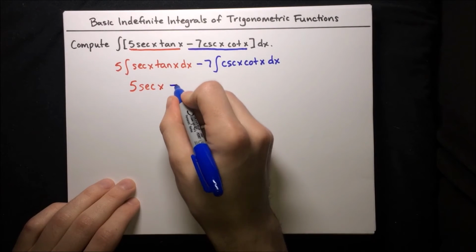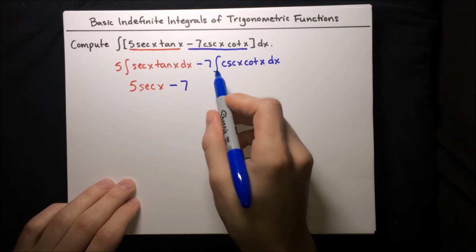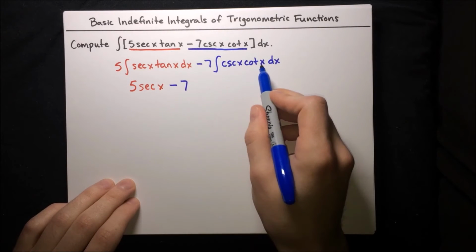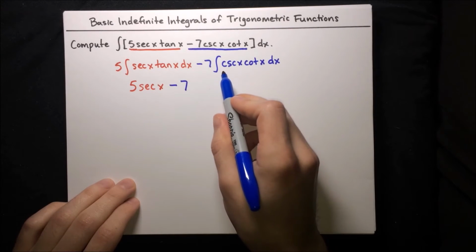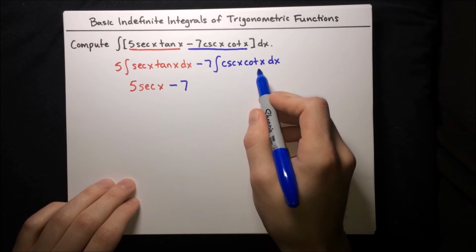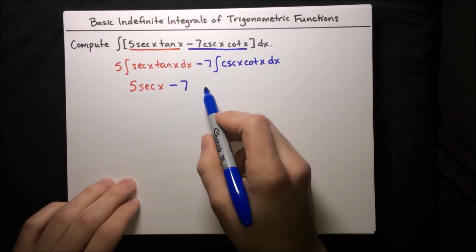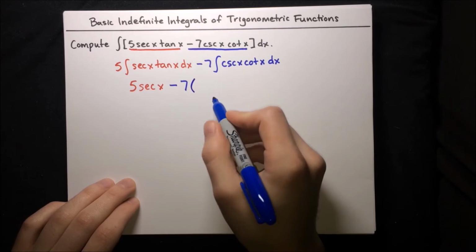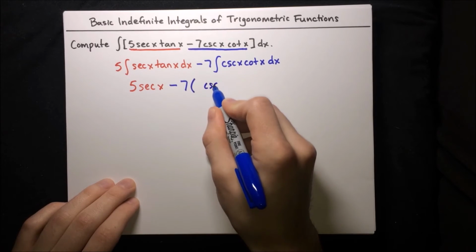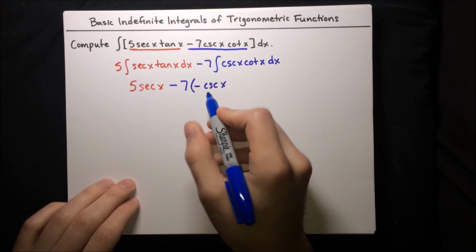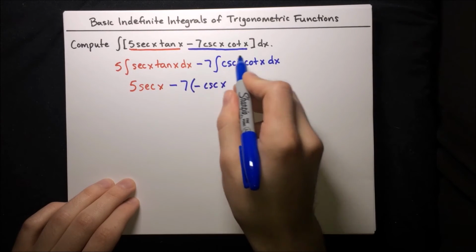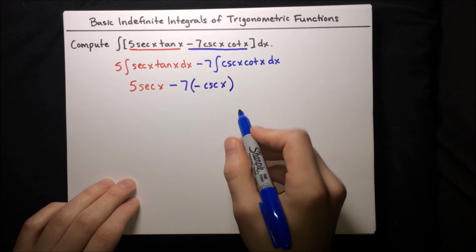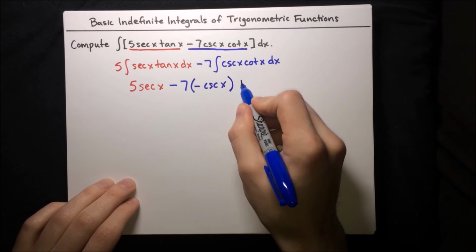Same idea with the other one. So minus 7 times the integral of cosecant cotangent. What gives us a derivative of cosecant cotangent? Well, cosecant gives us a derivative of negative cosecant cotangent. So we'll just write down that cosecant, but put a negative on it because we want to cancel out the negative inside of this integral. And then put our plus c at the end.